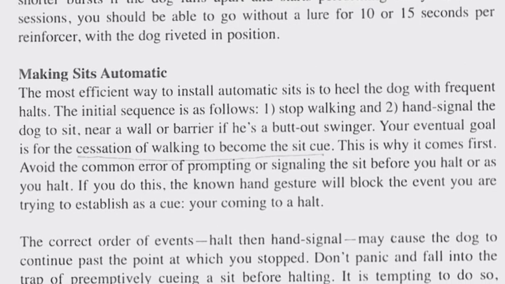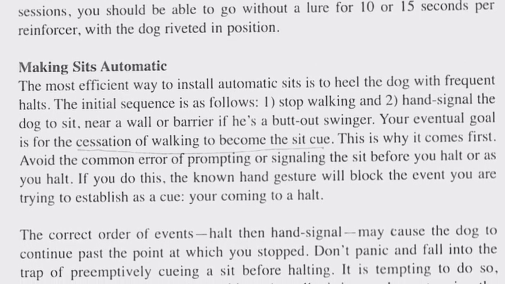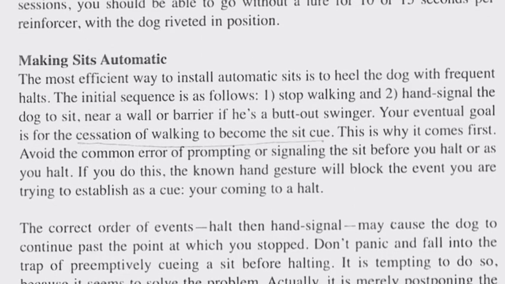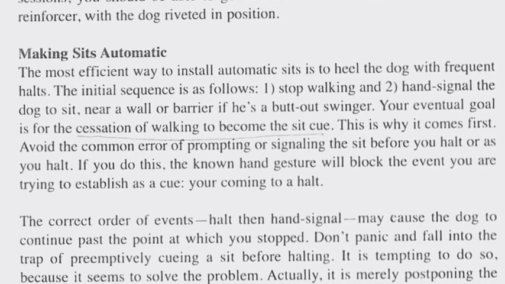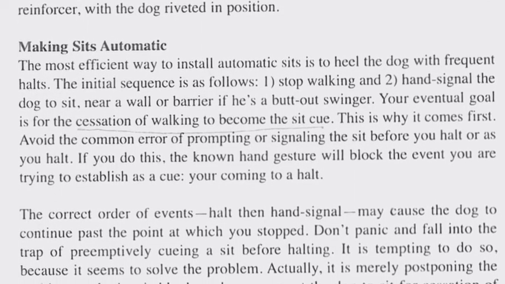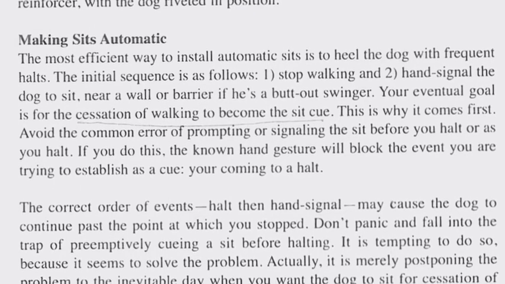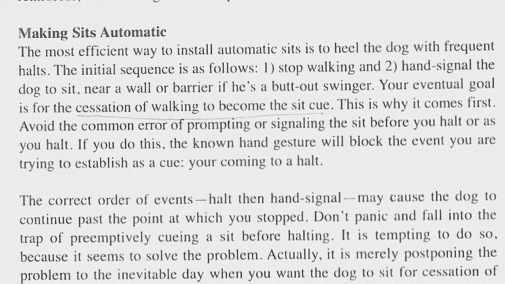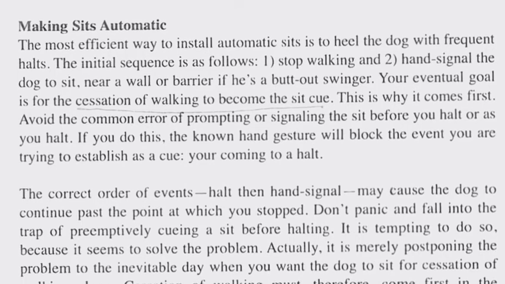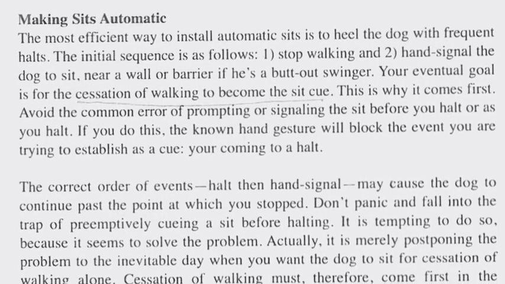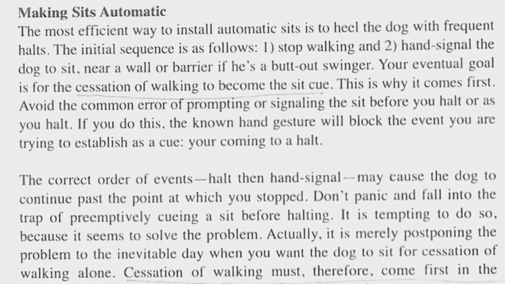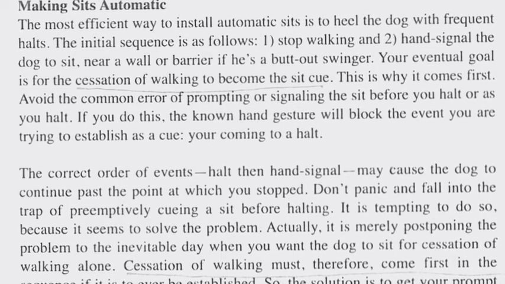Making sits automatic. The most efficient way to install automatic sits is to heel the dog with frequent holds. The initial sequence is as follows. 1. Stop walking, and 2. Hand signal the dog to sit, near a wall or barrier if he's a butt-out swinger. Your eventual goal is for the sensation of walking to become the sit cue. This is why it comes first.